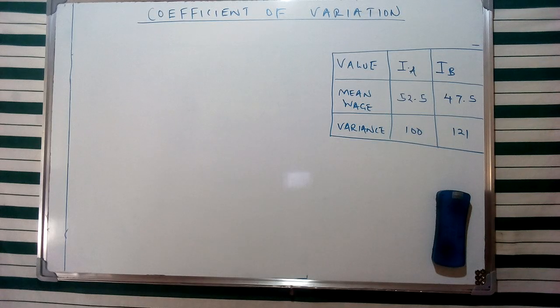In our discussion today, I'm going to look at the coefficient of variation, and this is going to form part of the types of different measures of dispersion which I've looked at in some of our videos. In this case, we are going to look at a specific ratio which is going to be given in terms of the standard deviation and the mean.